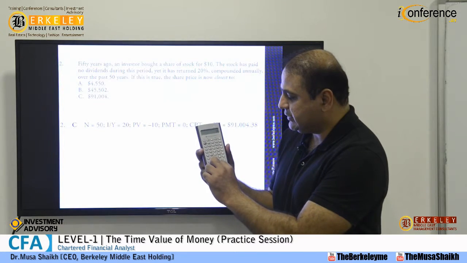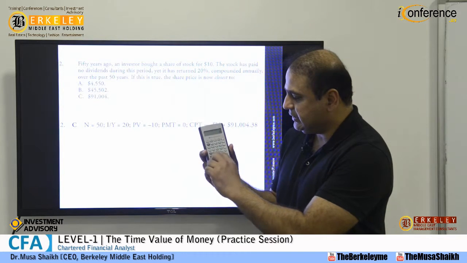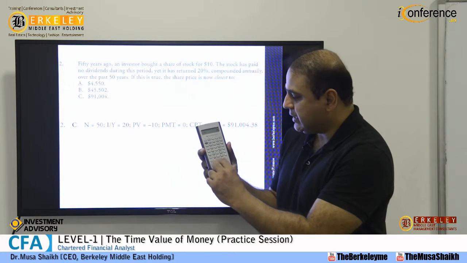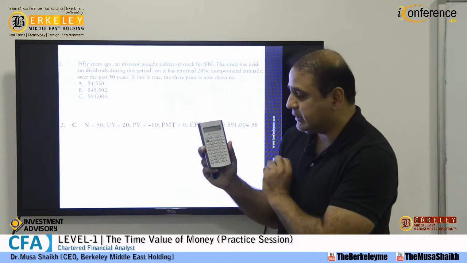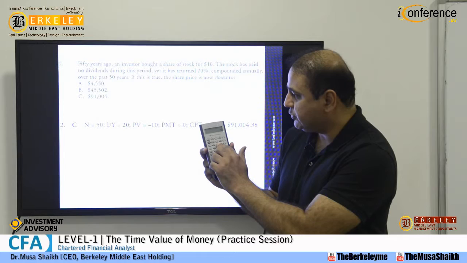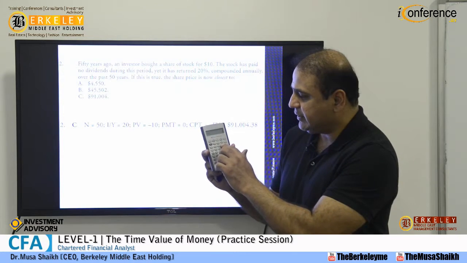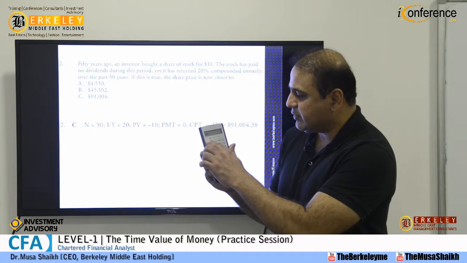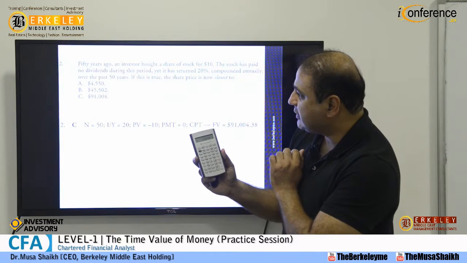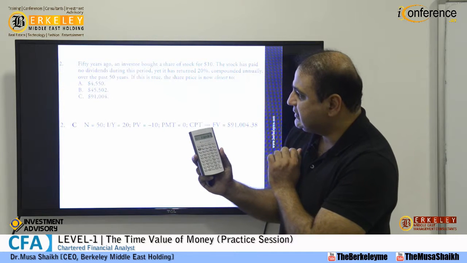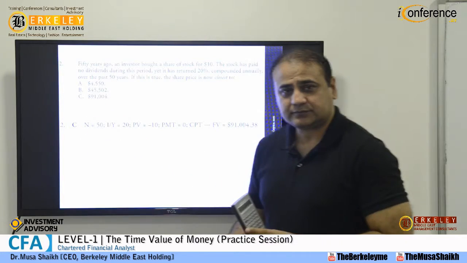So we will put 50, this is your N, 20 is your IY, and then we will put 10, that is where I will put a minus sign with it, and then we are going to put this is the present value, 0 is your payment series, and then I will put compute and fair value, that is coming 91,004, that is the C answer.